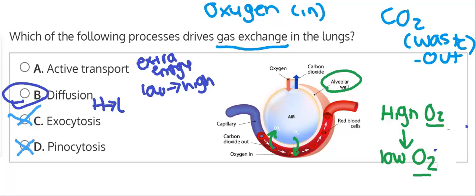And we can eliminate option A, active transport, because this is the opposite of diffusion. This is not occurring here. We don't need any extra ATP. We're not moving from low to high. We're moving from high to low when we gas exchange between oxygen and CO2. So option B, diffusion, would be correct for this question.